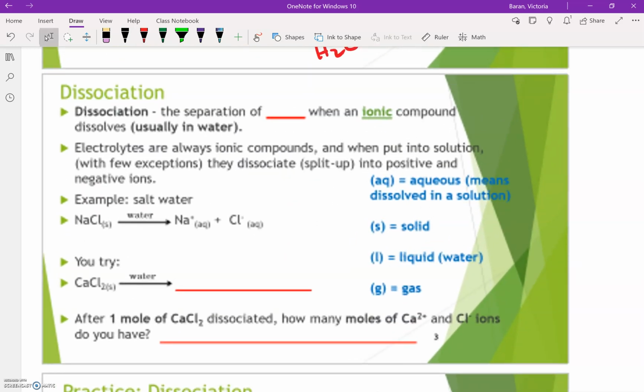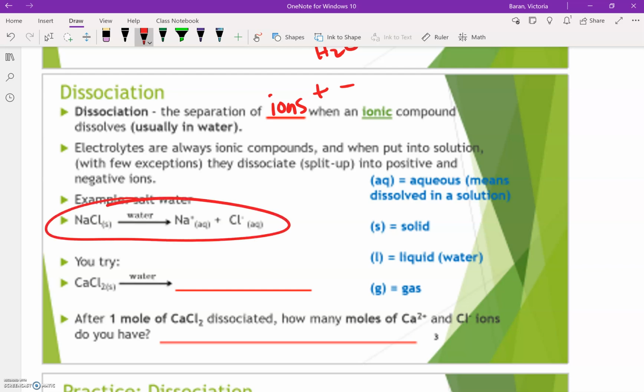So dissociation is the separation of ions. That is anything that has a positive or negative charge. It's something that has lost or gained an electron when an ionic compound dissolves, and that usually happens in water. The example that I used was sodium chloride, which is NaCl, dissolving in water, and you get the Na plus and the Cl minus ions.